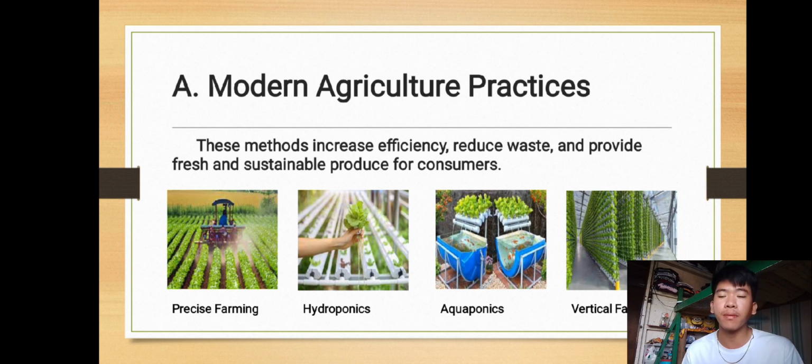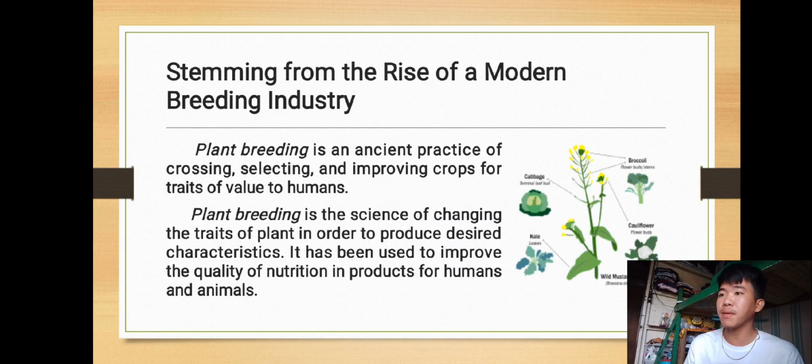Next is vertical farming. So kining vertical farming is very neat po siya, especially if your area is kanang murag limited, kanang gamay ra imong area. Diri sa vertical farming ma-utilize nato ang area kay ato man siyang vertical type nga farming, which is ato siyang ipatindog.